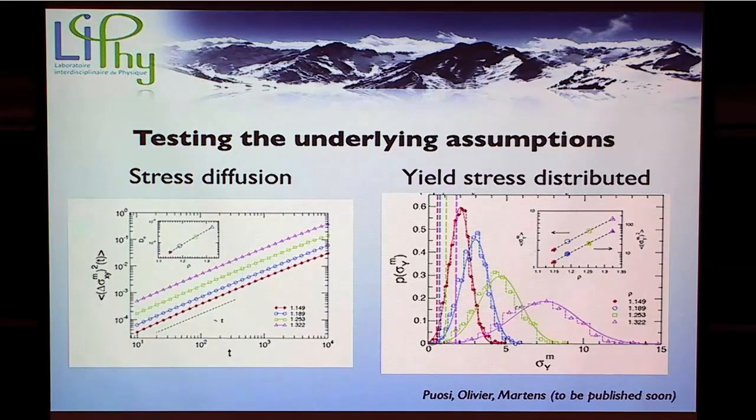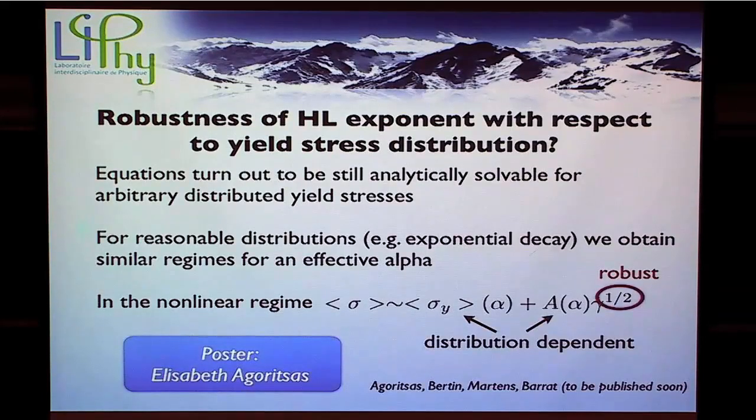So one important question is whether the exponent that you get from the Hébraud-Lequeux model is robust with respect to this distribution. It's an important question because in the FGR model, for example, it's the very form of this distribution that gives you the Herschel-Bulkley law. So Elisabeth Agoritzas is doing this calculation, and she studies the robustness of this exponent with respect to the yield stress distribution. And it turns out that the equations are still analytically solvable. For reasonable distributions that are not power law, but rather exponential decay, etc., we get a change of the Herschel-Bulkley law, but only in the coefficient and the yield stress, whereas the exponent is robust.